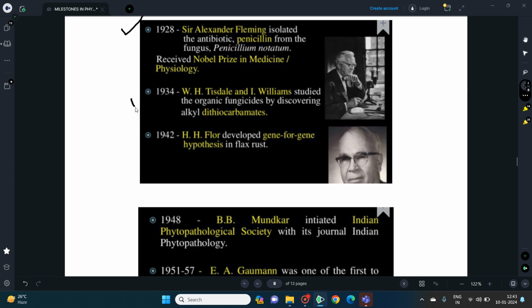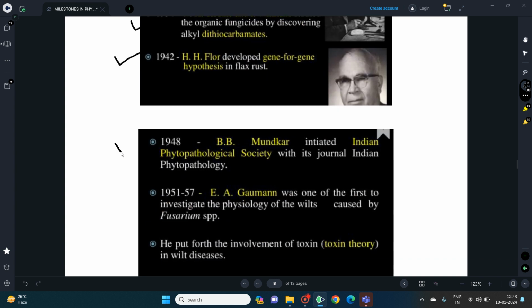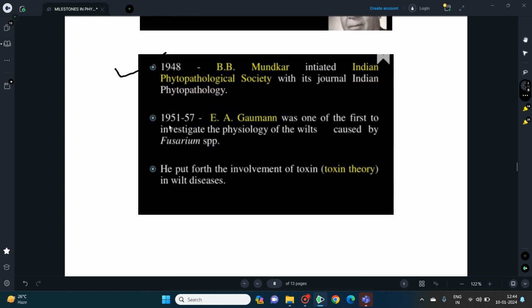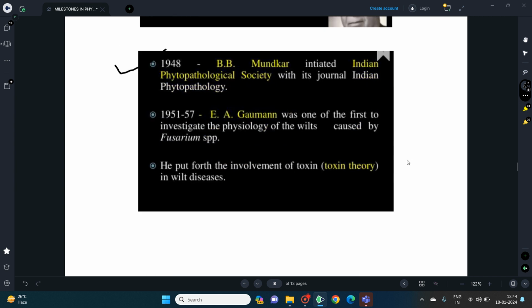In 1934, Tisdale and Williams studied organic fungicides by discovering the dithiocarbamates, and in 1942 Flor developed the gene for gene hypothesis in flax rust. In 1948, Mundkur initiated the Indian Phytopathological Society with the journal Indian Phytopathology. In 1951 to 57, Gorman was one of the first to investigate the physiology of wilt caused by Fusarium species. He put forth the involvement of the toxin theory in wilt diseases.